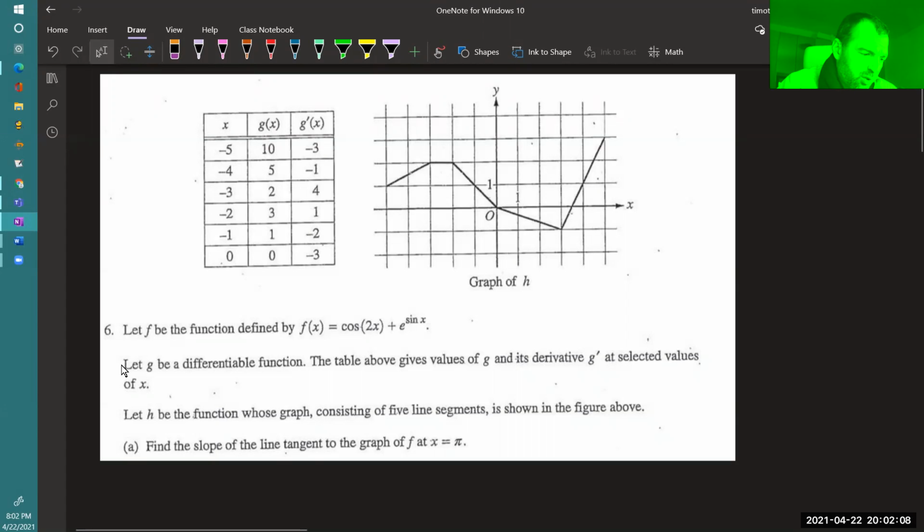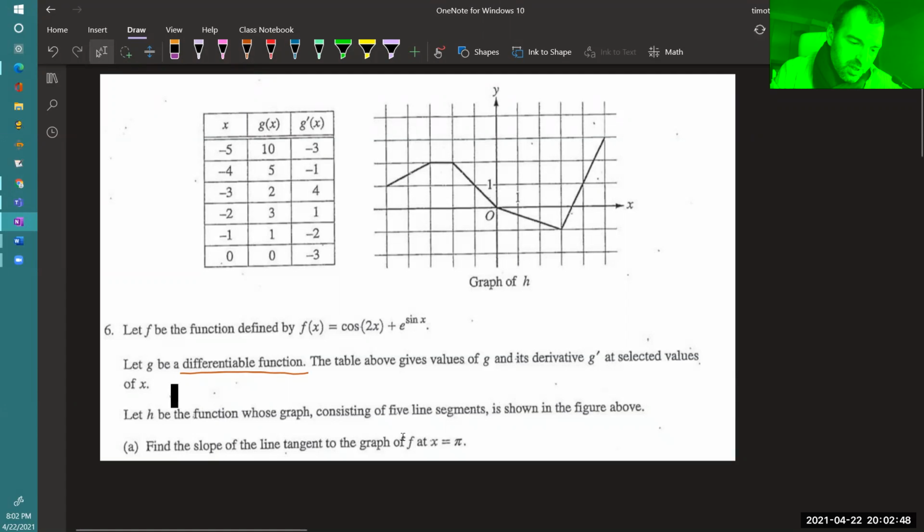All right. They also tell us that g is differentiable. Okay, that's important because when you say that g is differentiable, they are also telling you that g is continuous as well, which is important if you're going to need to use something like the mean value theorem, the intermediate value theorem, Rolle's theorem, and different things like that. All right. So anyway, they're telling us that h is the graph given, 5 line segments there.